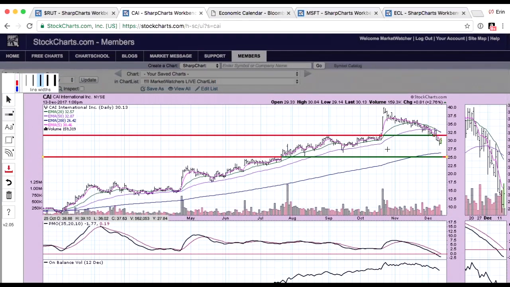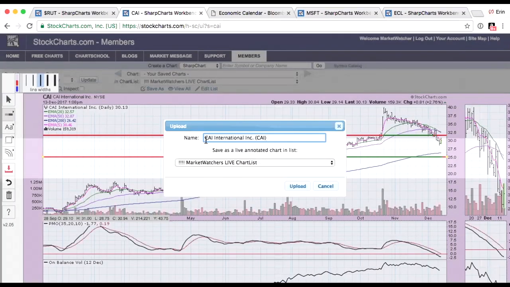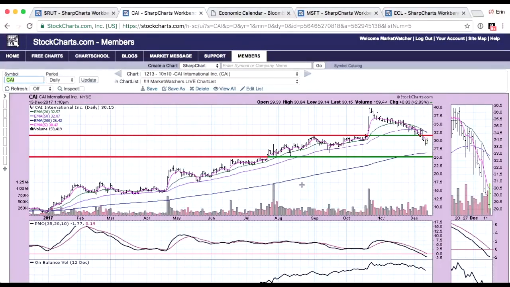I'd be waiting on this one. I don't think I would jump in at this point. It's that falling knife. Look at the 20, it's crossed below the 50-day EMA. That gives me an IT trend model neutral, so nothing here that I could be really interested in. And there we go.